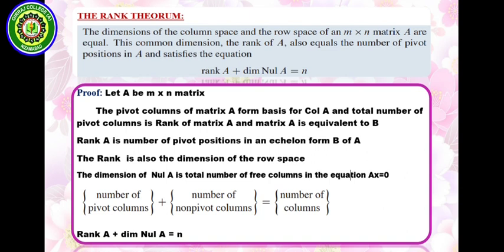In the proof, first let A be an m by n matrix. The pivot columns of matrix A form a basis for column A, and the total number of pivot columns is the rank of matrix A. Rank A is the number of pivot positions in an echelon form B of A, and the rank is also the dimension of the row space. The dimension of null A is the total number of free columns in the equation Ax equals 0. Therefore the number of pivot columns plus the number of non-pivot columns equals the number of columns in A. The number of pivot columns is the rank of A, the number of non-pivot columns is the dimension of null A, and the total number of columns in the matrix is n. So the theorem is proved.